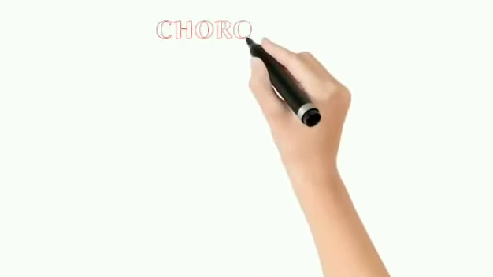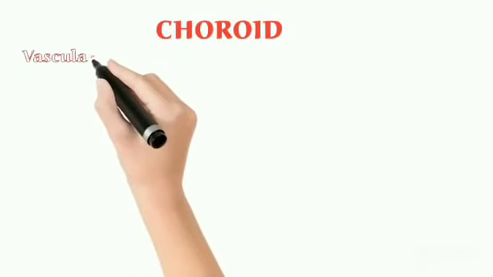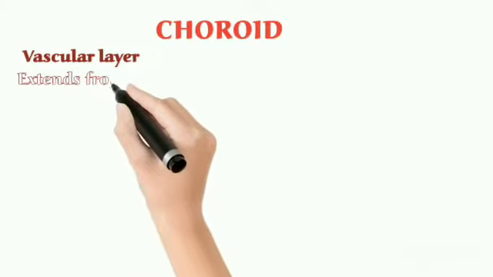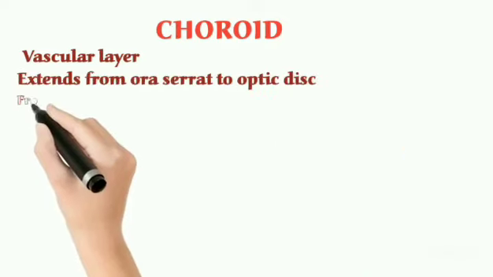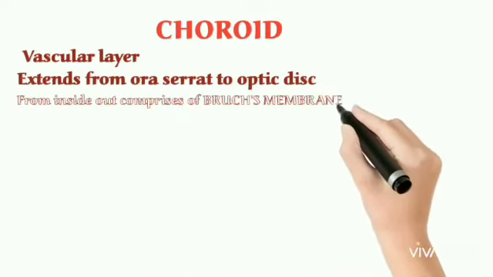The choroid is the highly vascular part of the uveal tract. It extends from the ora serrata up to the optic disc. From inside out, it is composed of Bruch's membrane, the choriocapillaris, stroma, and the suprachoroidal space, which is a potential space.